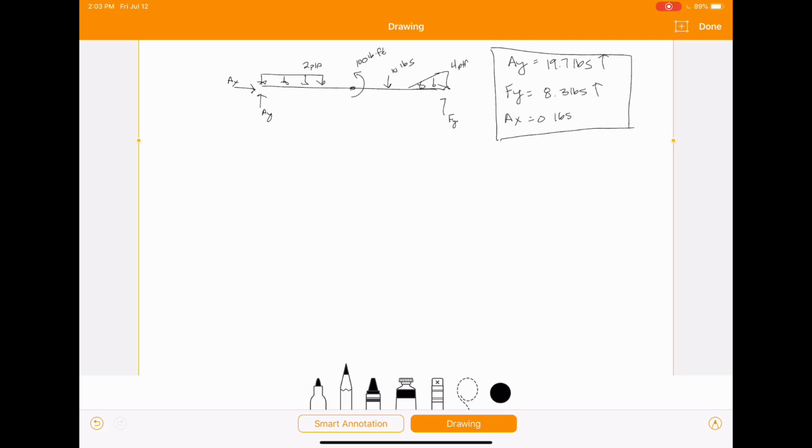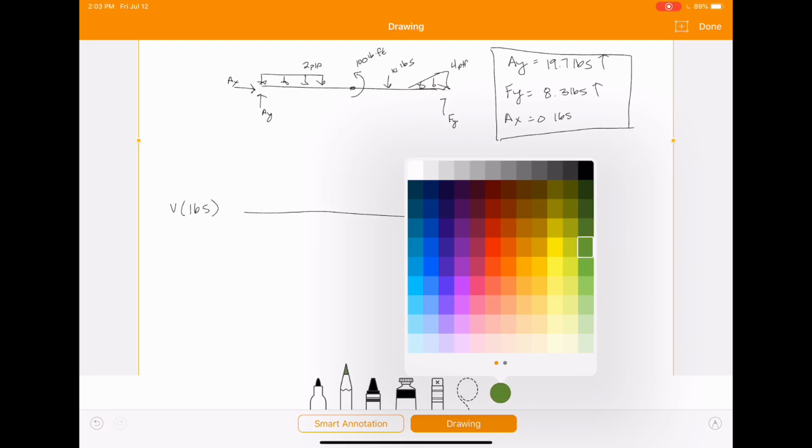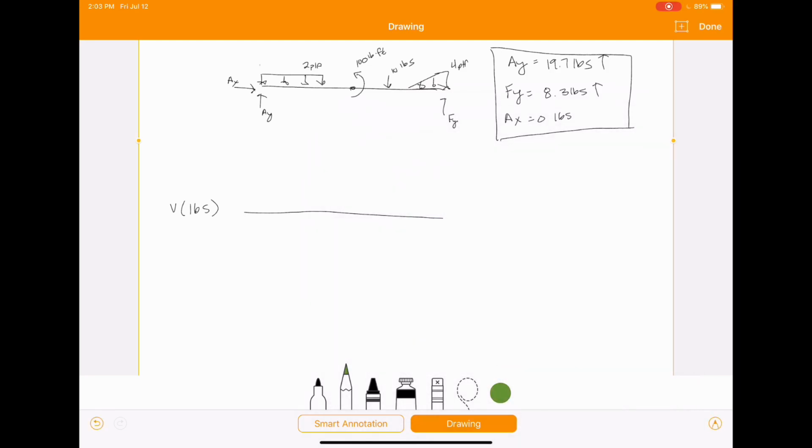So for this, we're going to go ahead and just start drawing our shear and moment diagrams, because we're just going to do it visually, so we don't need to solve for anything else. So this is going to be our shear, and we're using pounds. So when you're doing it visually, you start at the left side of the beam, and you just work your way to the right.